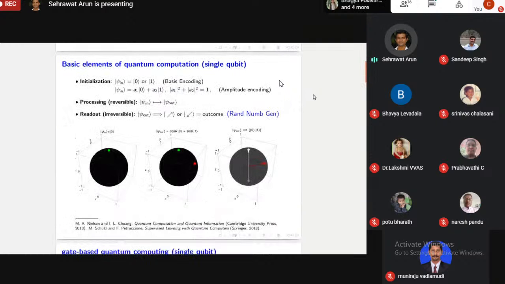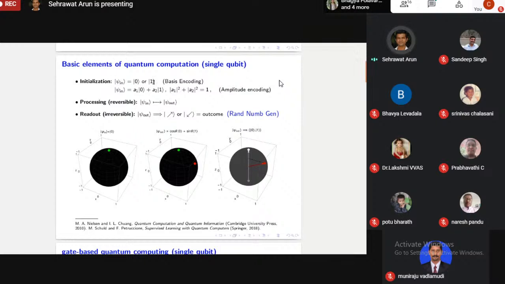I will tell you the basic elements of quantum computation. Basically, these are the three main elements in any quantum information, in quantum mechanics, in physics. First is initialization or preparation, which is how you describe the system. Second is how you describe the process of information processing. And the third one is how you do the readout. These are the three basic elements when you study quantum mechanics.